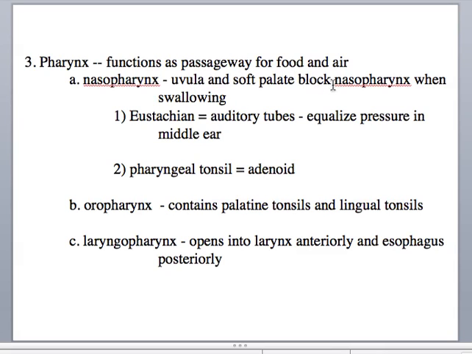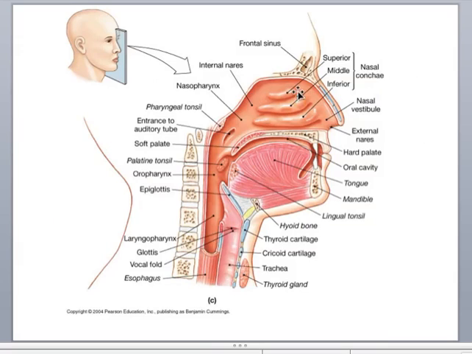Those structures will help block the nasopharynx when you're swallowing. This area here is your soft palate, and the uvula is the very end of it. It closes off your nasopharynx so that when you swallow, what you're swallowing doesn't go back up your nose.